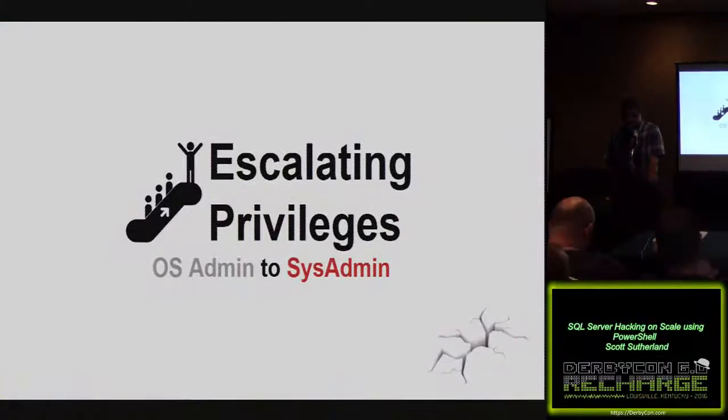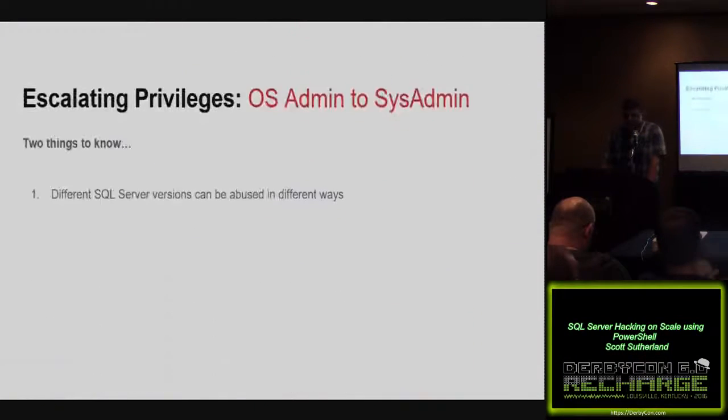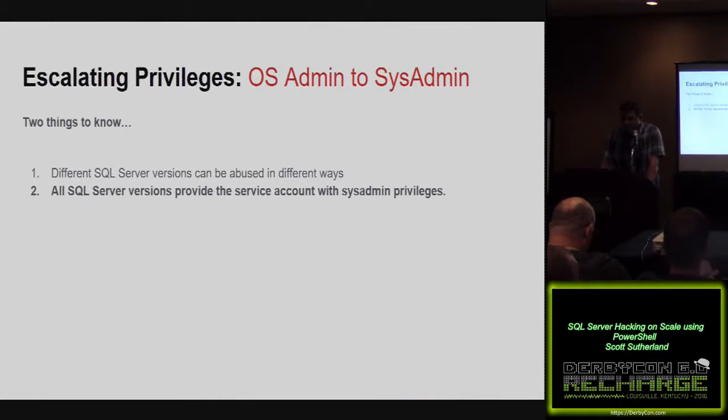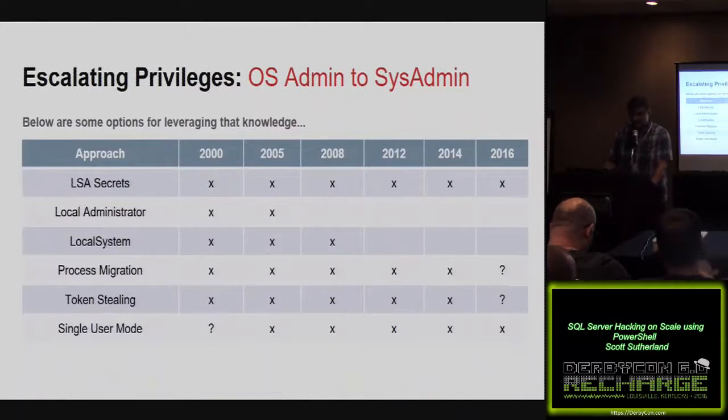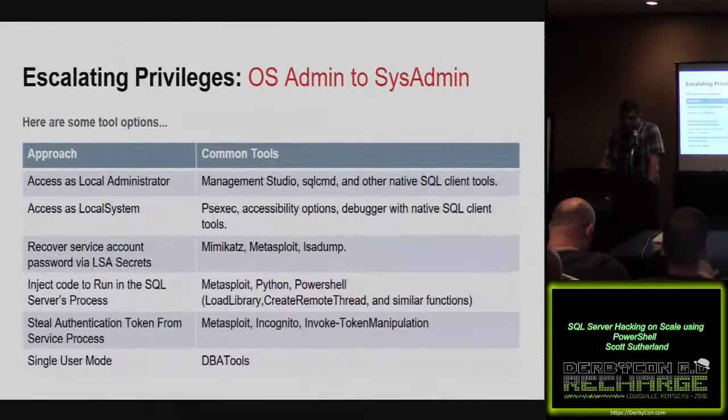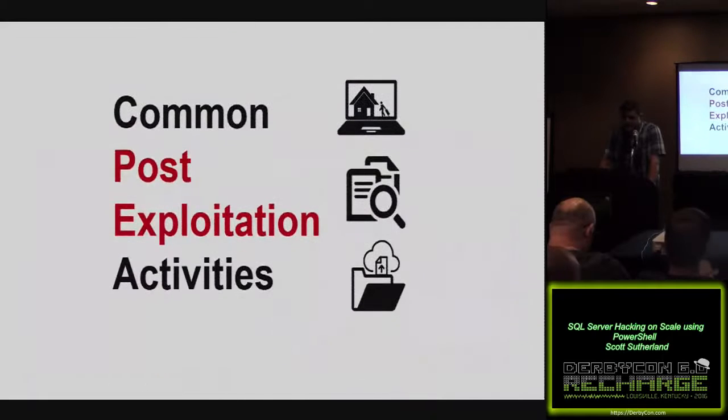Naturally, there's some implicit lateral movement there. So I think I have like 2 minutes left, so I'm going to rush through this. You can go from basic OS to sysadmin. There's a lot of ways to do it. If you're OS admin, you can dump the LSA secrets, and in older versions, you can just get it. You can do process migration, token stealing, single user mode. Pick your poison. Here's a slide with a bunch of tools. Download it offline. Play with it. It's very easy. It gets you data from an admin perspective that you wouldn't normally have or weren't intended to have.